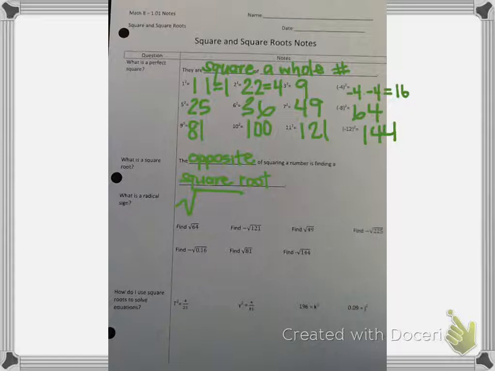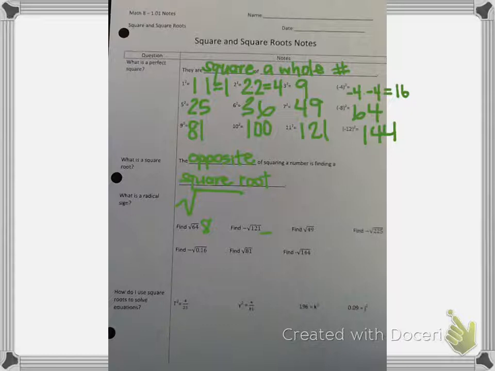So if we look back up at our perfect squares, we can see that 8 squared was 64. So the square root of 64 then has to be 8. Now, the next one has something different. It has a negative in front of it. That tells me that my answer has to be negative. So if I see this negative right here, I know that I'm going to have a negative in my answer.